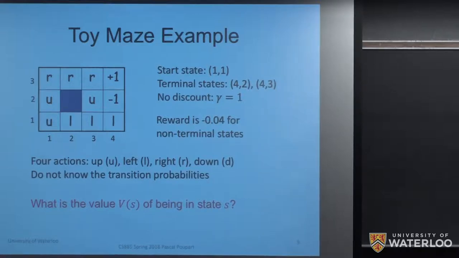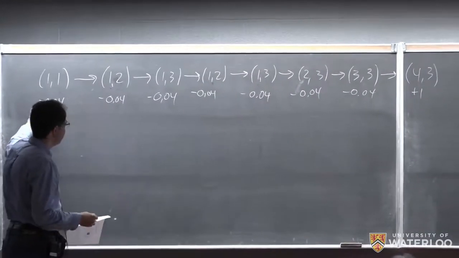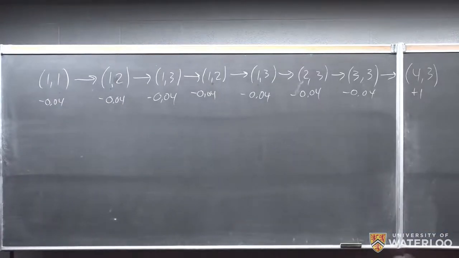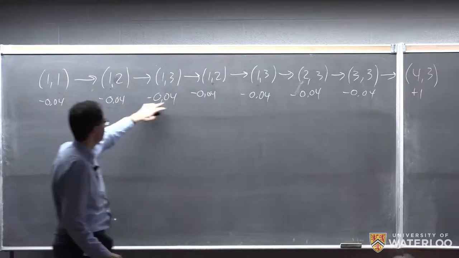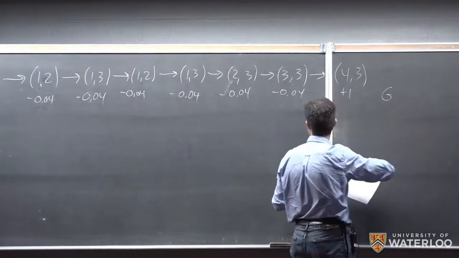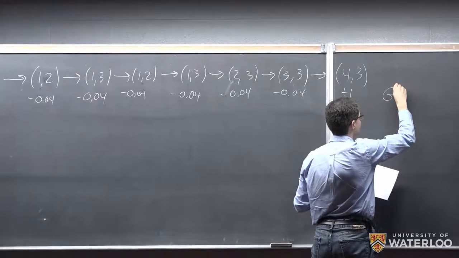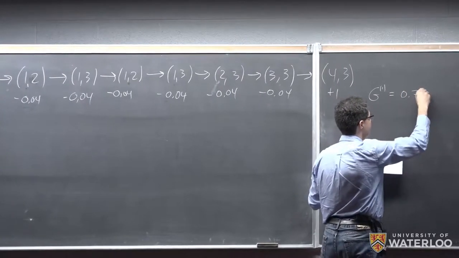And now, in terms of rewards, this would give me minus 0.04. This is minus 0.04, and so on. And then the last one is plus 1. Okay? So now, if I add up all of this, let's say that I've got a discount factor that is 1, so that means no discount. This is just to keep things simple. All right, so then I would just add up all of those rewards. So I've got 1, 2, 3, 4, 5, 6, 7. So the estimate G for my first run will be equal to 1 minus 0.28. So that's 0.72. Okay.